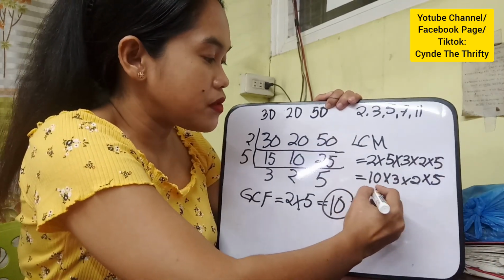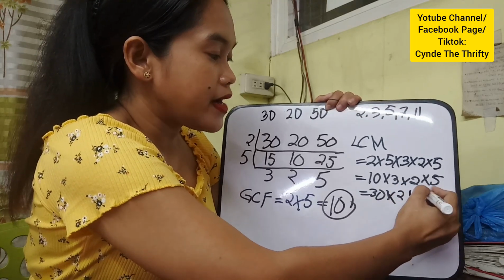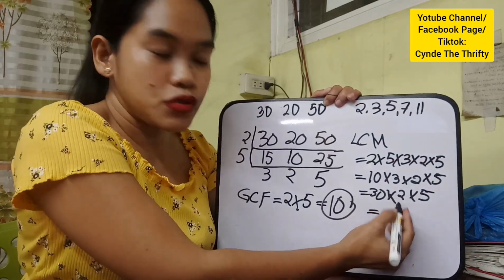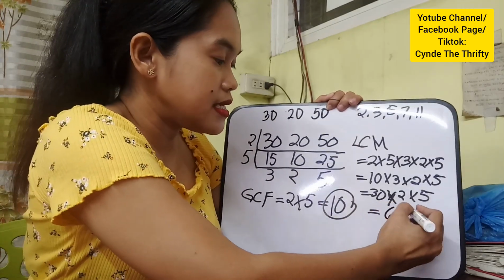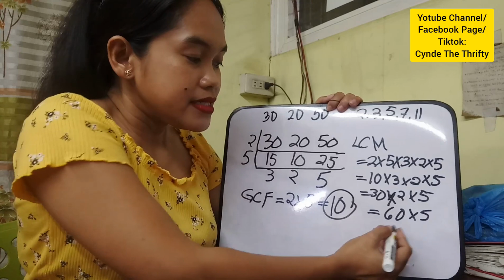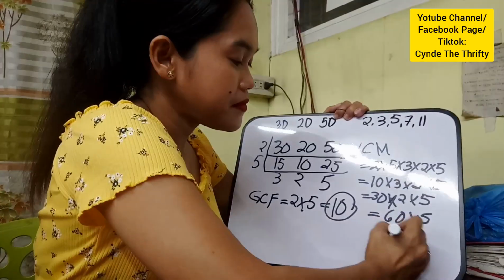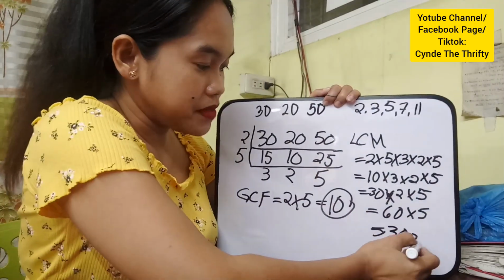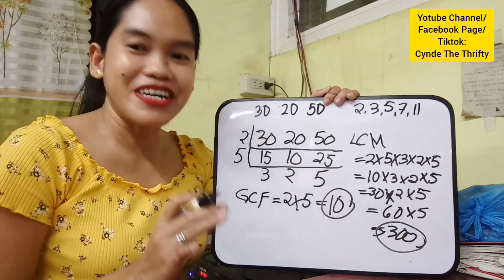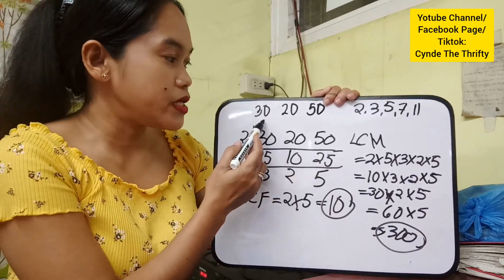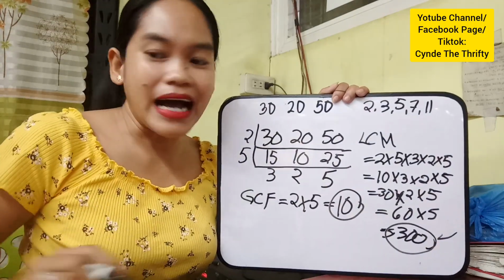So, 10 times 3 is equal to 30 times 2 times 5. And 30 times 2 is equal to 60. So, 60 times 5 is equal to 300. Ayan. So, kita ba sa baba? 300. So, ibig sabihin, ang least common multiple ng ating tatlong number, which is 30, 20, and 50 is 300. O, diba? Ang dali niya lang kunin.